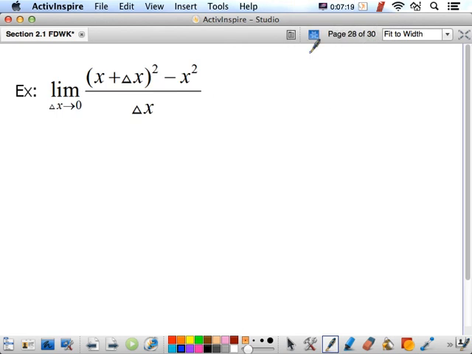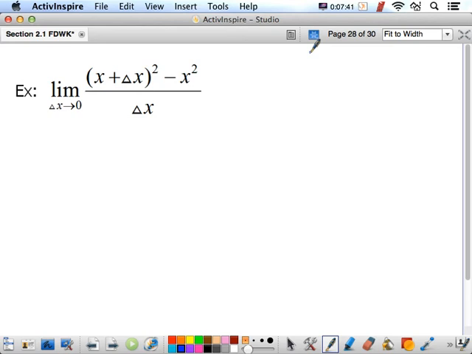For our last algebraic example, we have the limit as delta x approaches 0 of x plus delta x quantity squared minus x squared all over delta x. A lot of books use h instead of delta x, so you may recognize this as the difference quotient, but it's already been substituted into. So I just want to make sure that you're comfortable working with this.